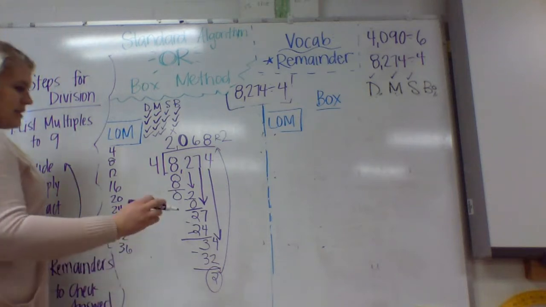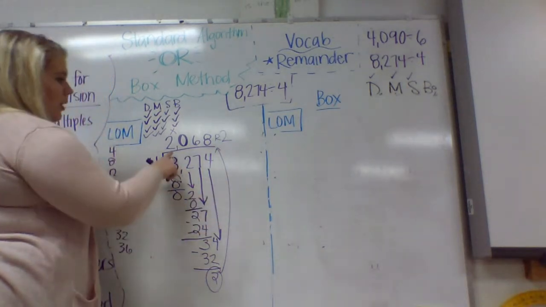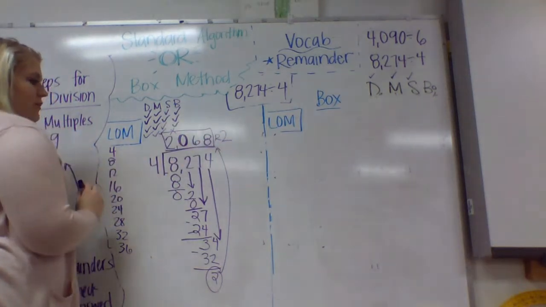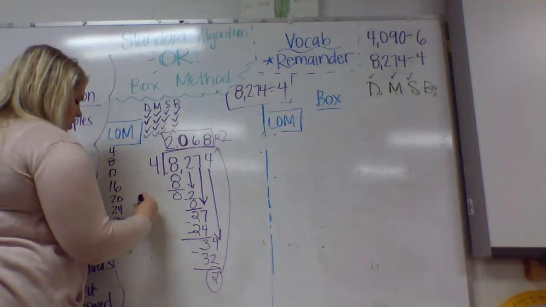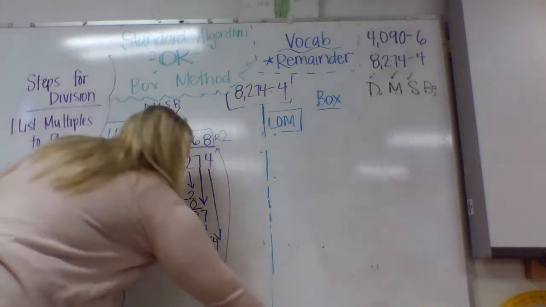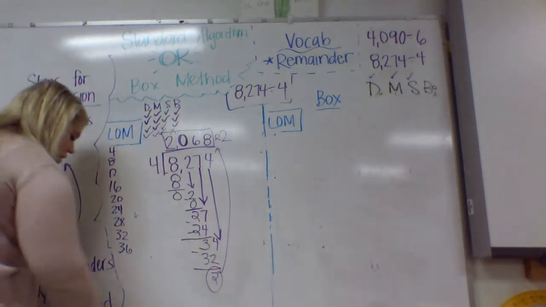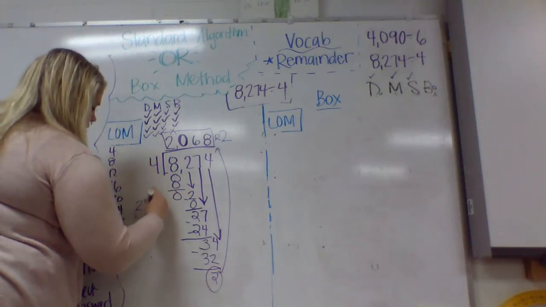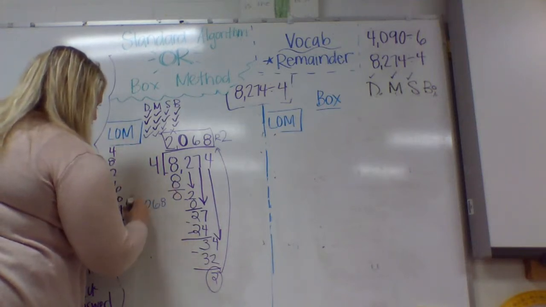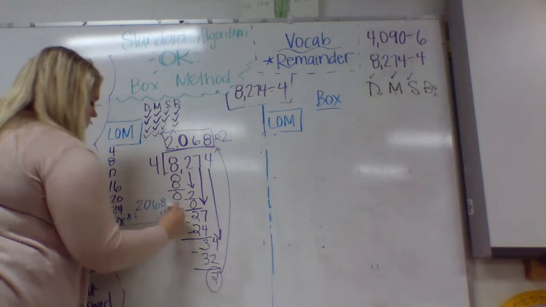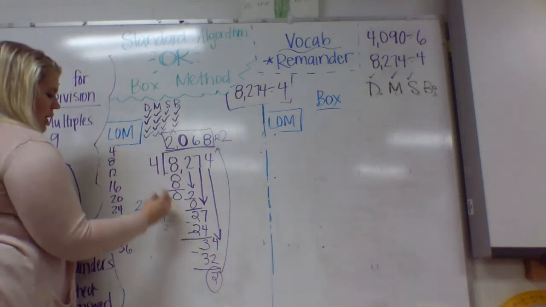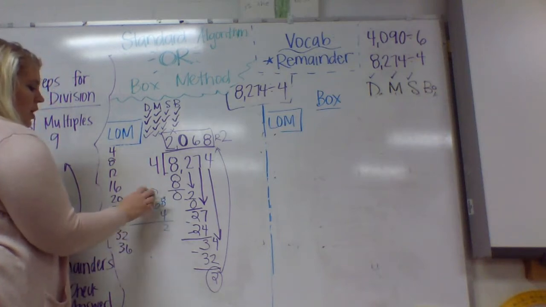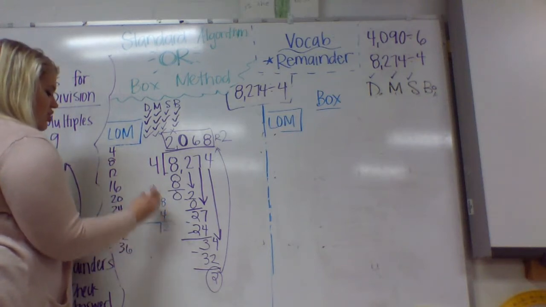I'm going to multiply to check myself. So remember, when you multiply, if you have a remainder, you do the whole part of the quotient times the divisor. I'm going to do it in a different color so it doesn't blend in. So we're going to do 2,068 times 4. 4 times 8 is 32. 4 times 6 is 24. 24 plus 3 is 27.